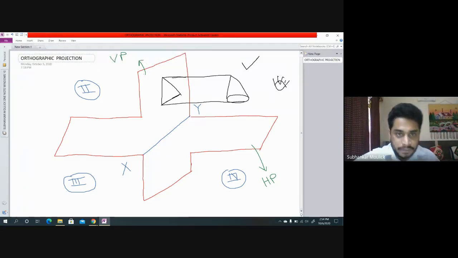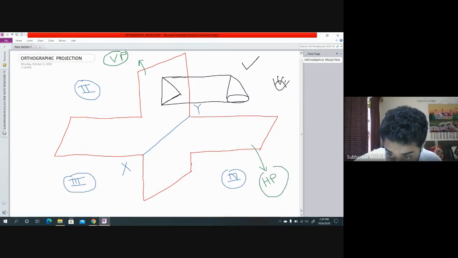In technical terms, in orthographic projection, this particular vertical plane we call VP, denoted by symbol V dot P dot, vertical plane, and this horizontal plane is technically known as HP, H dot P dot. If you see, the angle between VP and HP is how much? 90 degrees. Then on these planes, if you project any 3D object, definitely you will get a 2D view. This method is called orthographic projection.